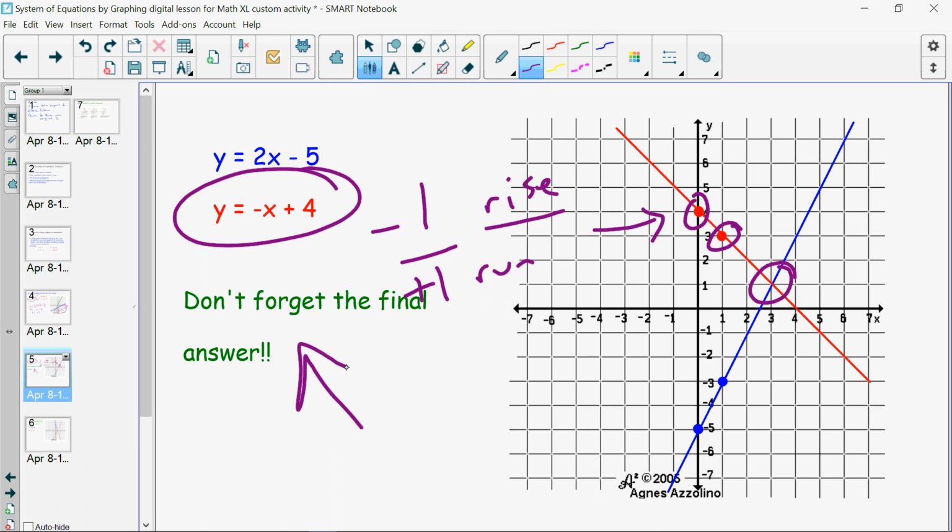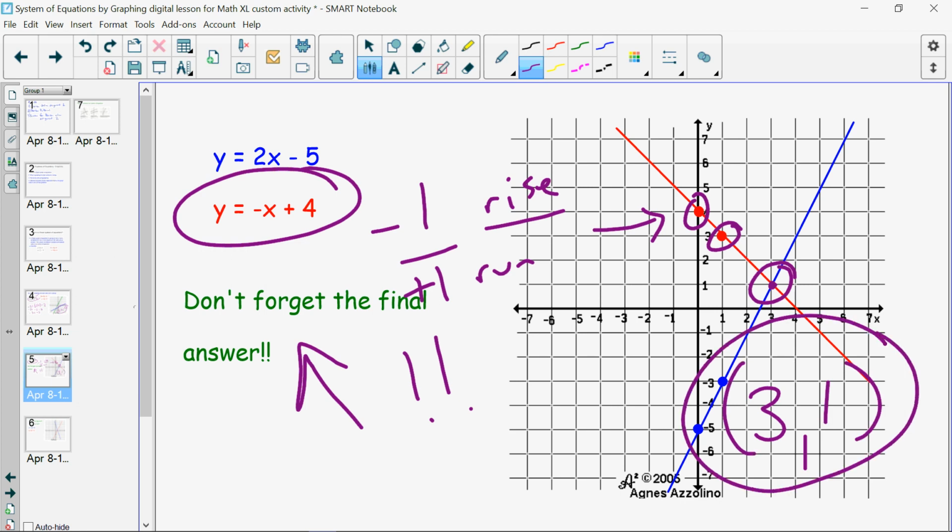Don't forget, that is your final answer. After you graph it, you need to give me the final answer. Just graphing it is not the point. You're graphing it so that you can figure out what the answer is. So my answer looks like it should be, if I look at this point right here, that is 3 on my x coordinate and +1 on my y coordinate. So this should be my answer. I can test that out.